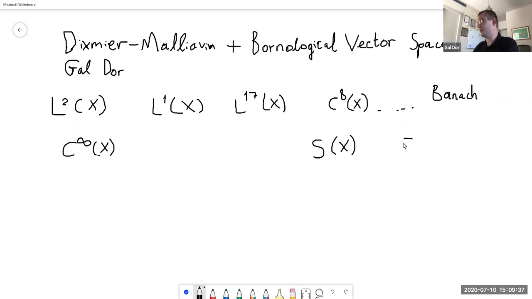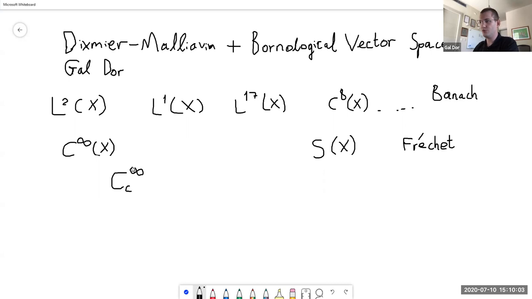It turns out that they have a countable system of norms that defines their behavior. So these are called Fréchet spaces. They are spaces that don't have just one norm, they have a countable amount of norms. However, there are spaces that are not even Fréchet. So a very natural example is the space of compactly supported smooth functions on X, where X is not necessarily compact.